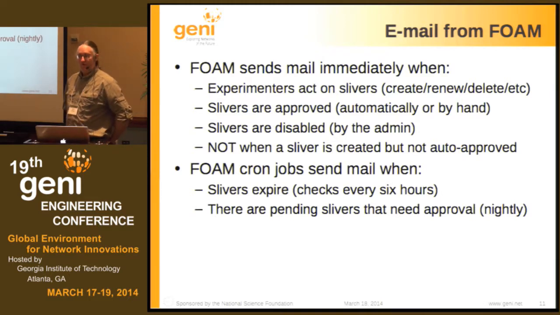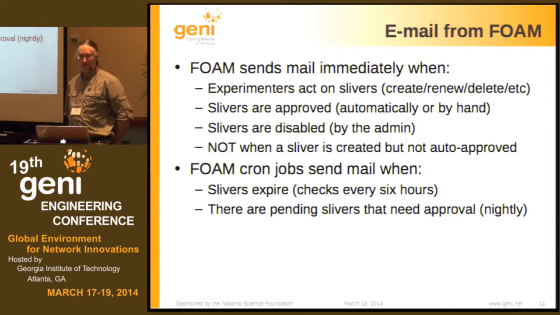So the other kind of email FOAM sends is these two cron jobs. It sends mail when slivers expire, as every sliver in GENI has an expiration date. Every hour, every 6 hours? Yeah, probably. It checks to see if there are any slivers in FOAM whose expiration dates are at this point in the past, and deletes them and sends mail saying, sorry, your sliver expired.